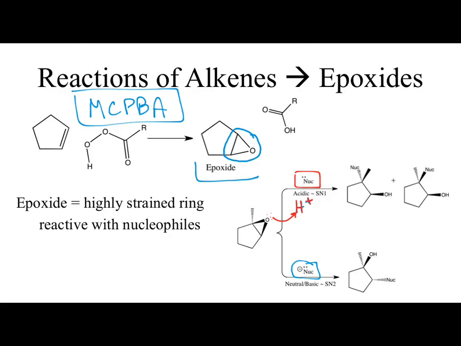If we look under basic conditions, no carbocation means there's only one way for the nucleophile to attack. Since I don't have that OH, that good leaving group, anymore for the basic conditions, I have to force the oxygen to break. That's what the nucleophile is for, and it's going to have to come in from the backside. As soon as you hear backside, you should immediately be thinking SN2 type reactions, which means our nucleophile is going to attack at the least sterically hindered site. And that's why our nucleophile shows up on a different position than if we did the acidic catalyst.